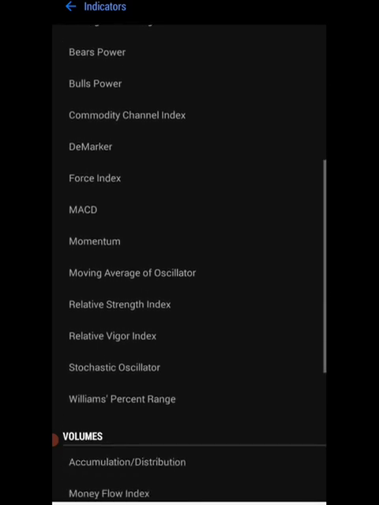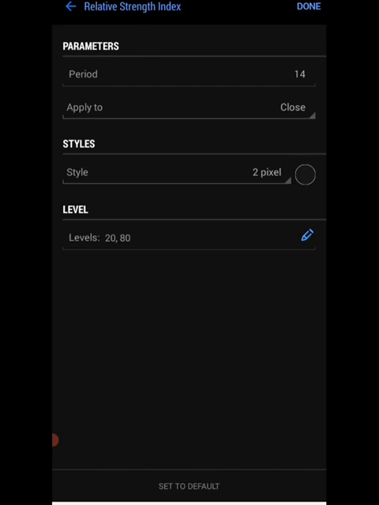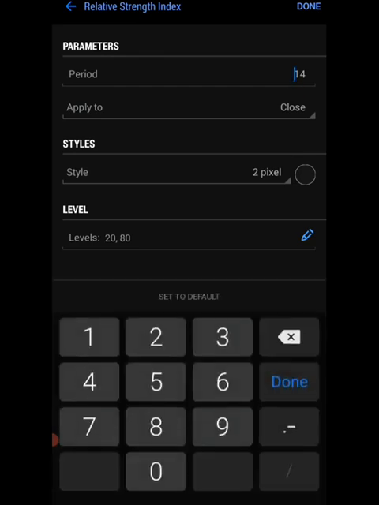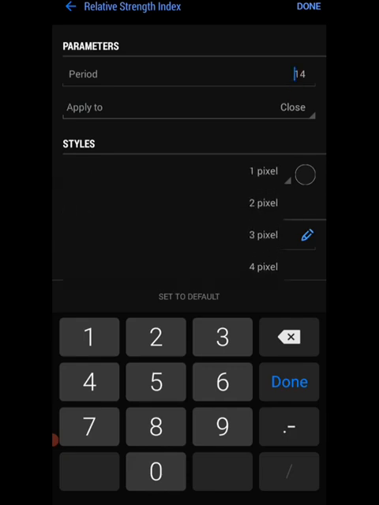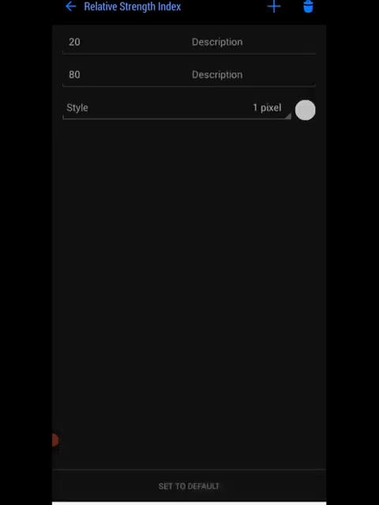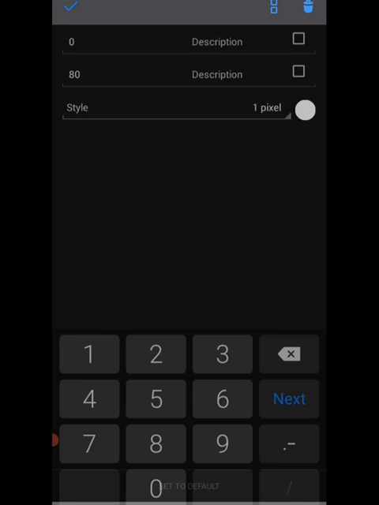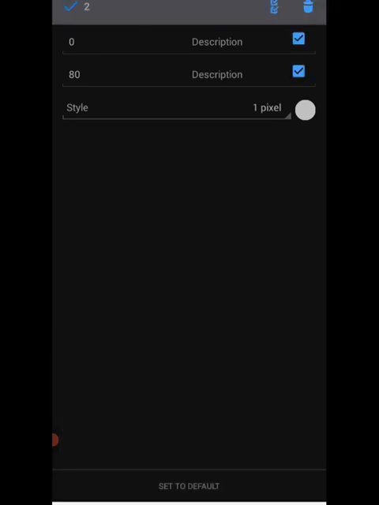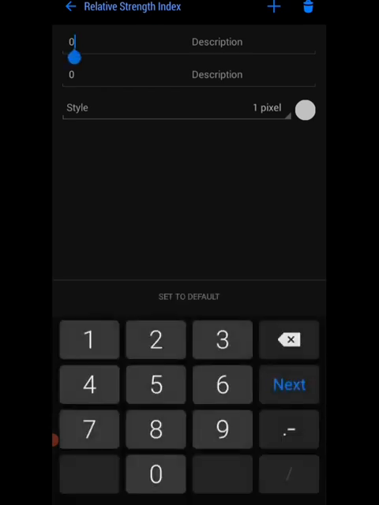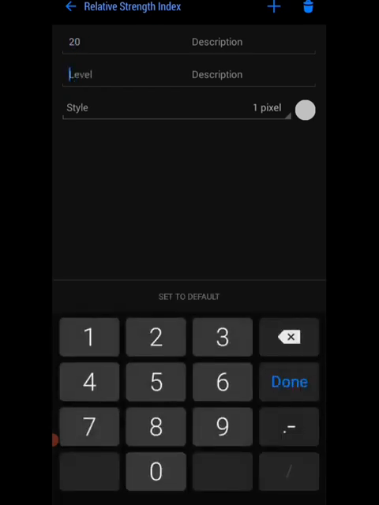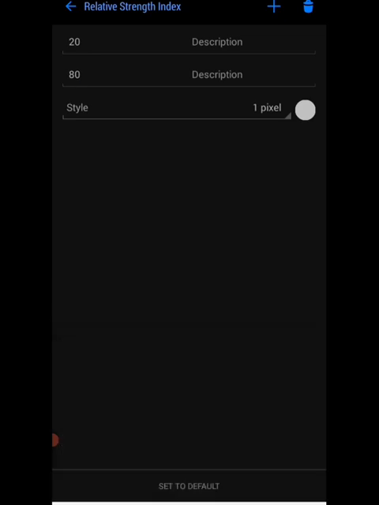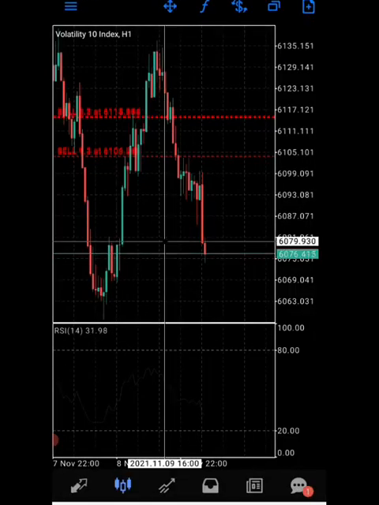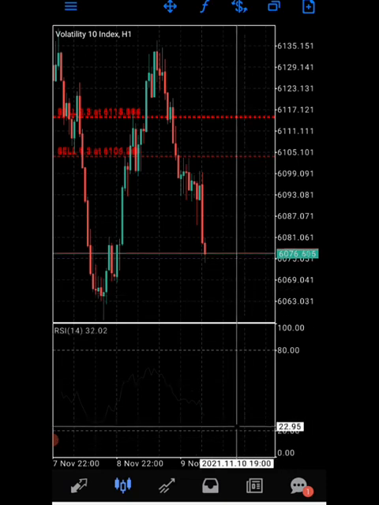So you can decide to take the relative strength index. You click on the relative strength index, set your period to 14, then apply to close. We're not going to be using this indicator, but it will help us open an indicator tab. So the style 2 pixel, the levels, this is the most important part. This is how you can add your levels. Let me delete the levels. You click add, and label the first level 20 and the second one 80, which serve as overbought and oversold levels. Then you click done. So this is the 80 overbought and the 20 oversold level.